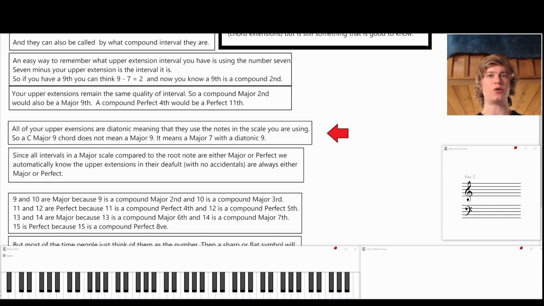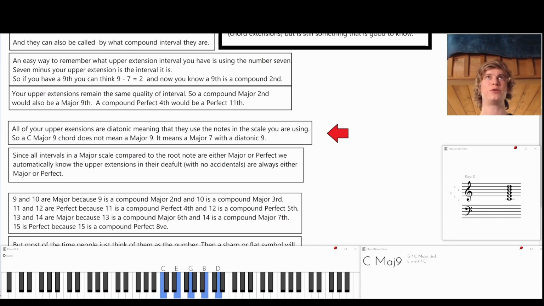All of your upper extensions are diatonic, meaning that they're using the notes in the scale that you're using. So in this instance, we're using the C major scale. So all of my upper extensions in their regular form are going to use these notes in the scale. Furthermore, a major 9 chord does not mean that we're using a major 9. What it actually means is that we're using a major 7th with a diatonic 9th on top of it.